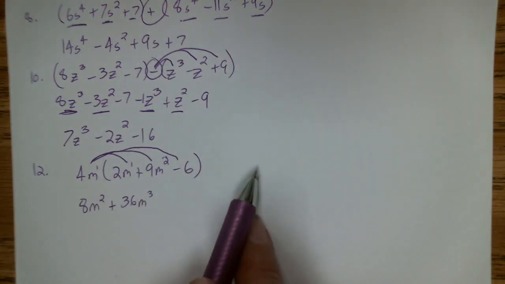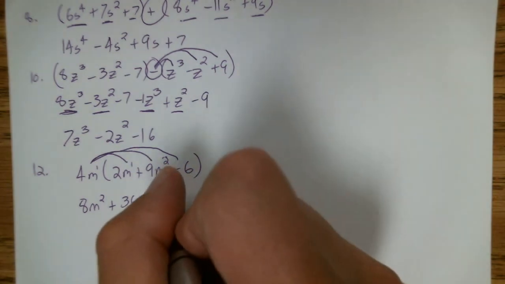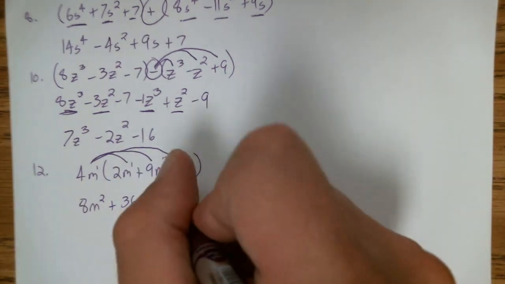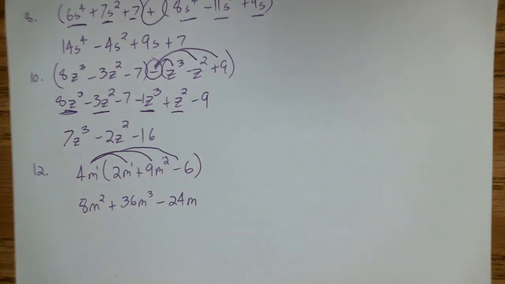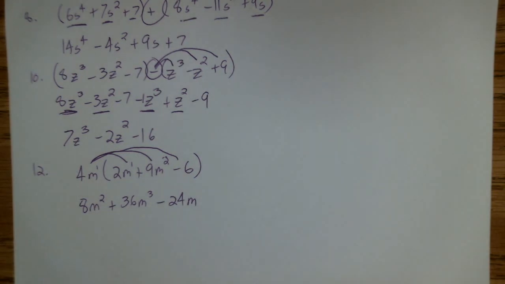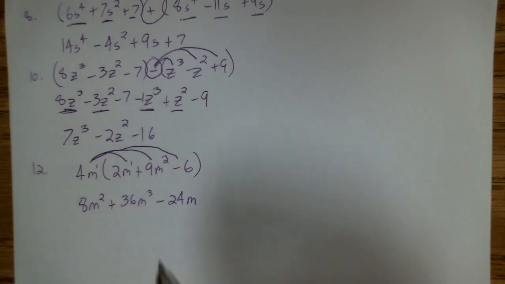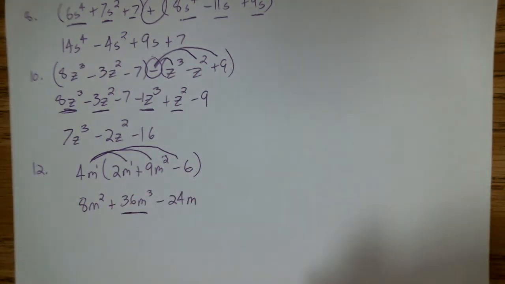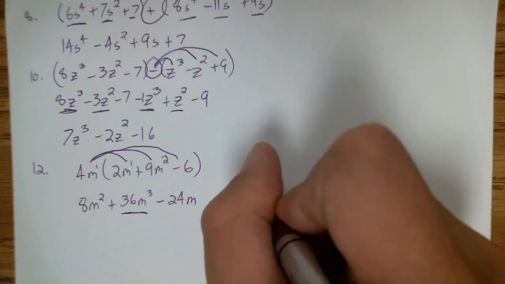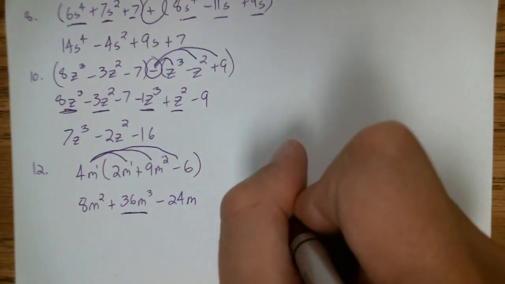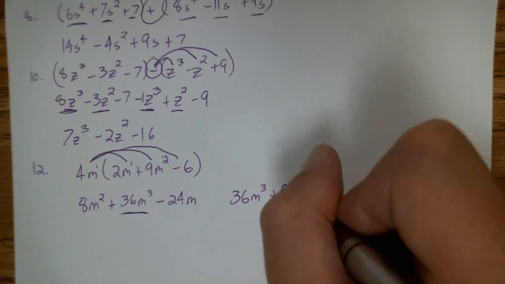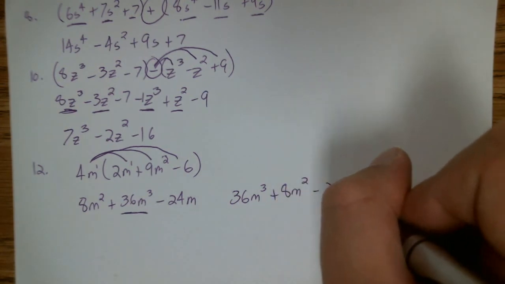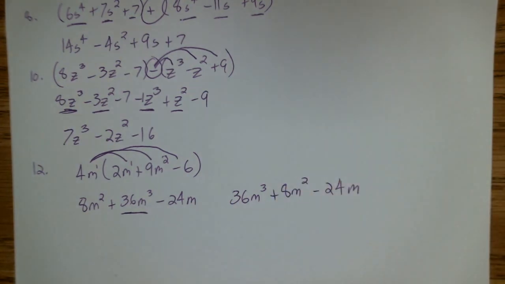Signs, coefficients, variables. Get the sign right. Positive times a negative is a negative. 4m times 6 is just 24m. So I'm left with negative 24m. But the instructions say to put it in standard form. I'm not in standard form because this guy is first. So I need to write that term first because that's got the highest exponent with the 3. Then I'll write the 8m squared, and then I'll have the minus 24m.